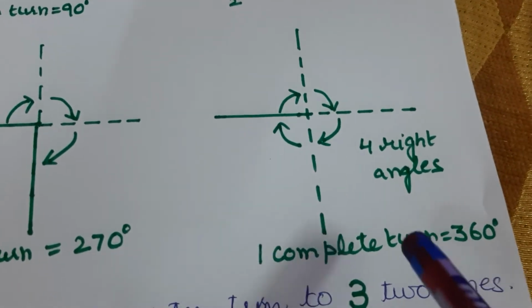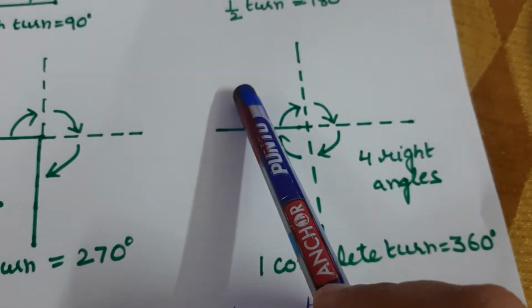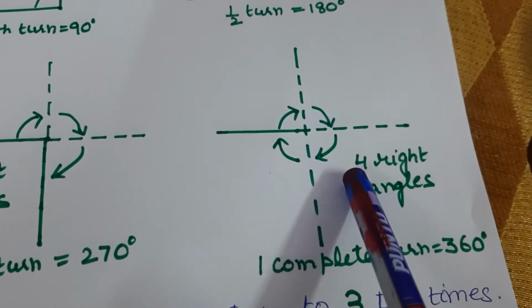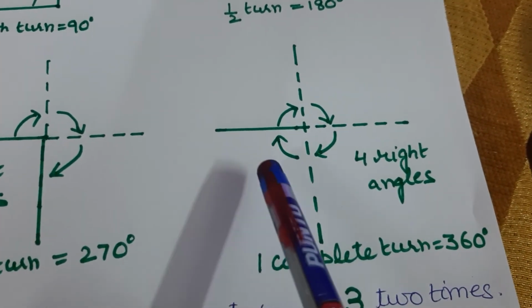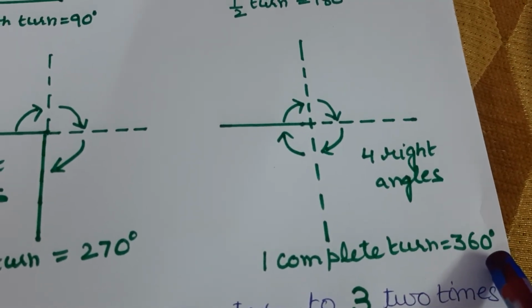Okay, so angle will be, complete angle will be 360 degree. 90 degree plus 90 degree plus 90 degree plus 90 degree. So 4 times 90 degree means 360 degree.